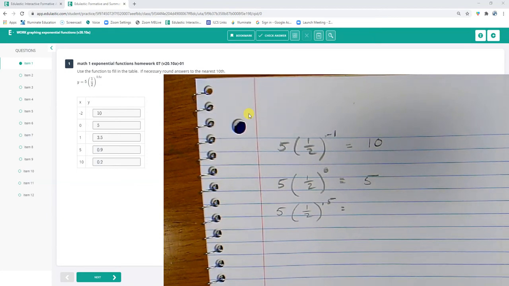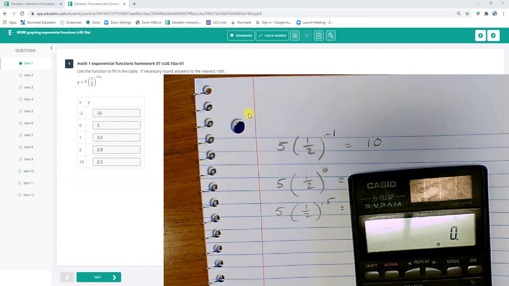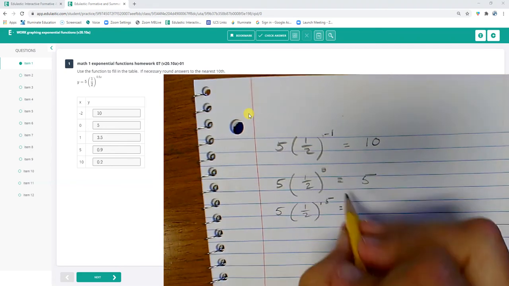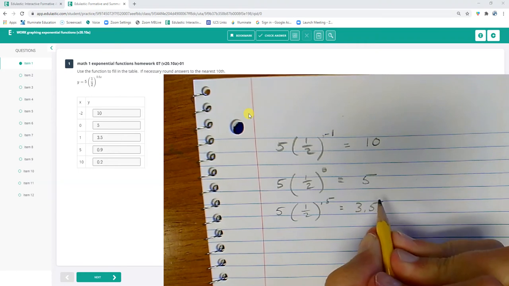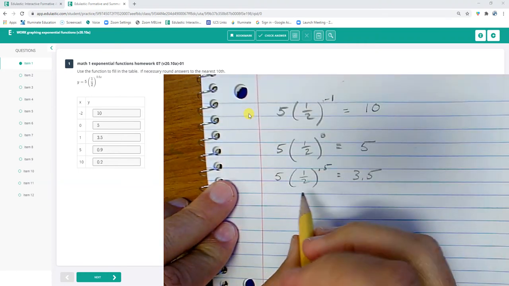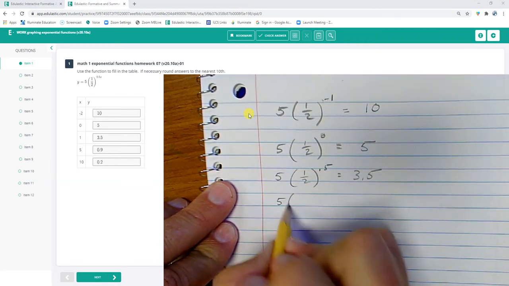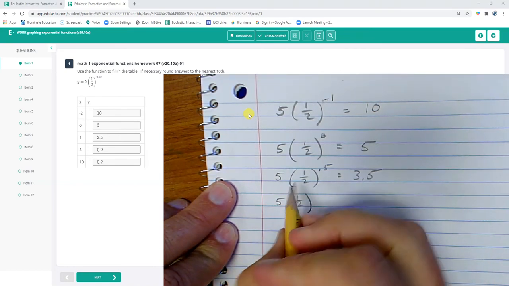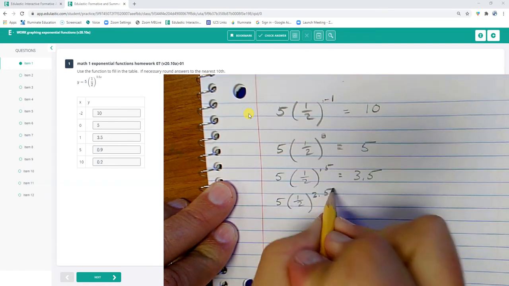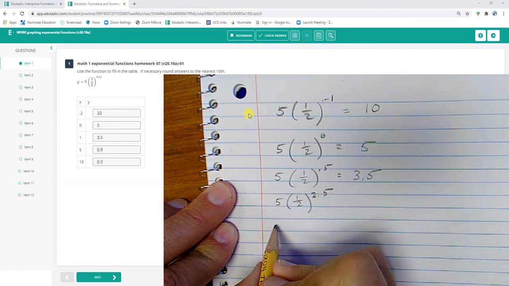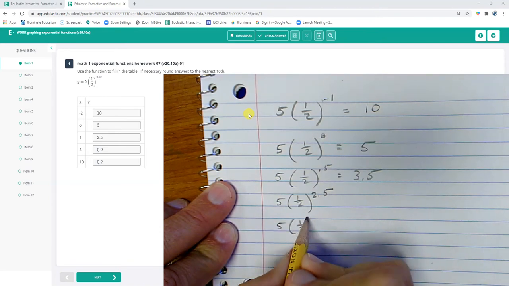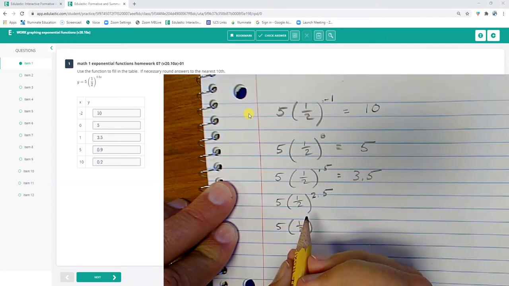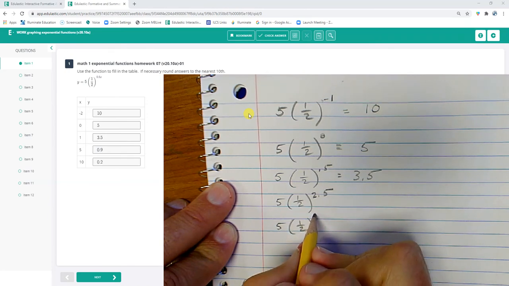So 0.5 raised to the 0.5 times 5, 3.5 with the rounding. And then I'm doing 5 times 1/2 raised to 5 times 0.5 is 2.5. And I'll get my calculator and do that in a minute. And then the next one is 5 times 1/2 raised to the 0.5 times 10 raised to the 5th power.